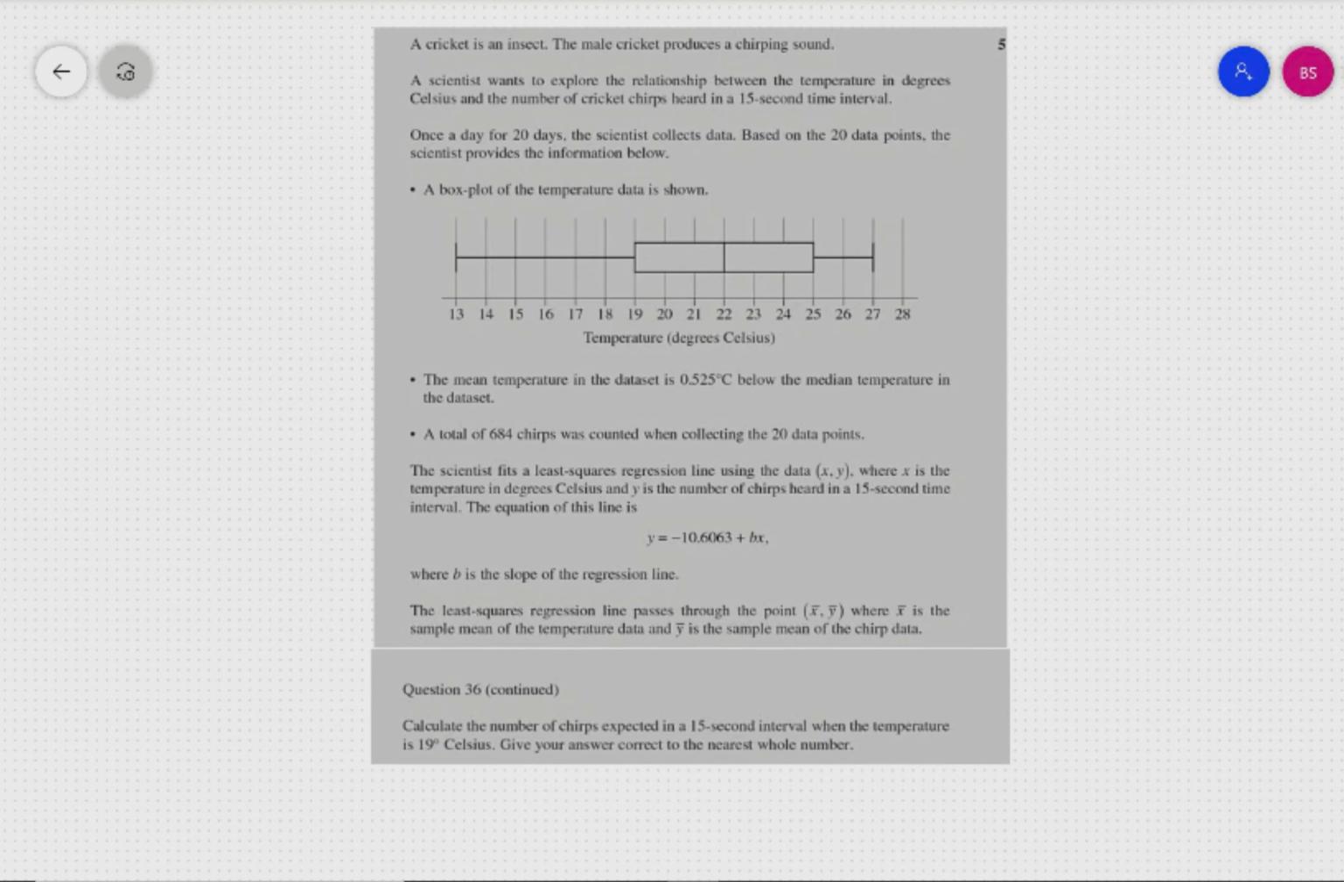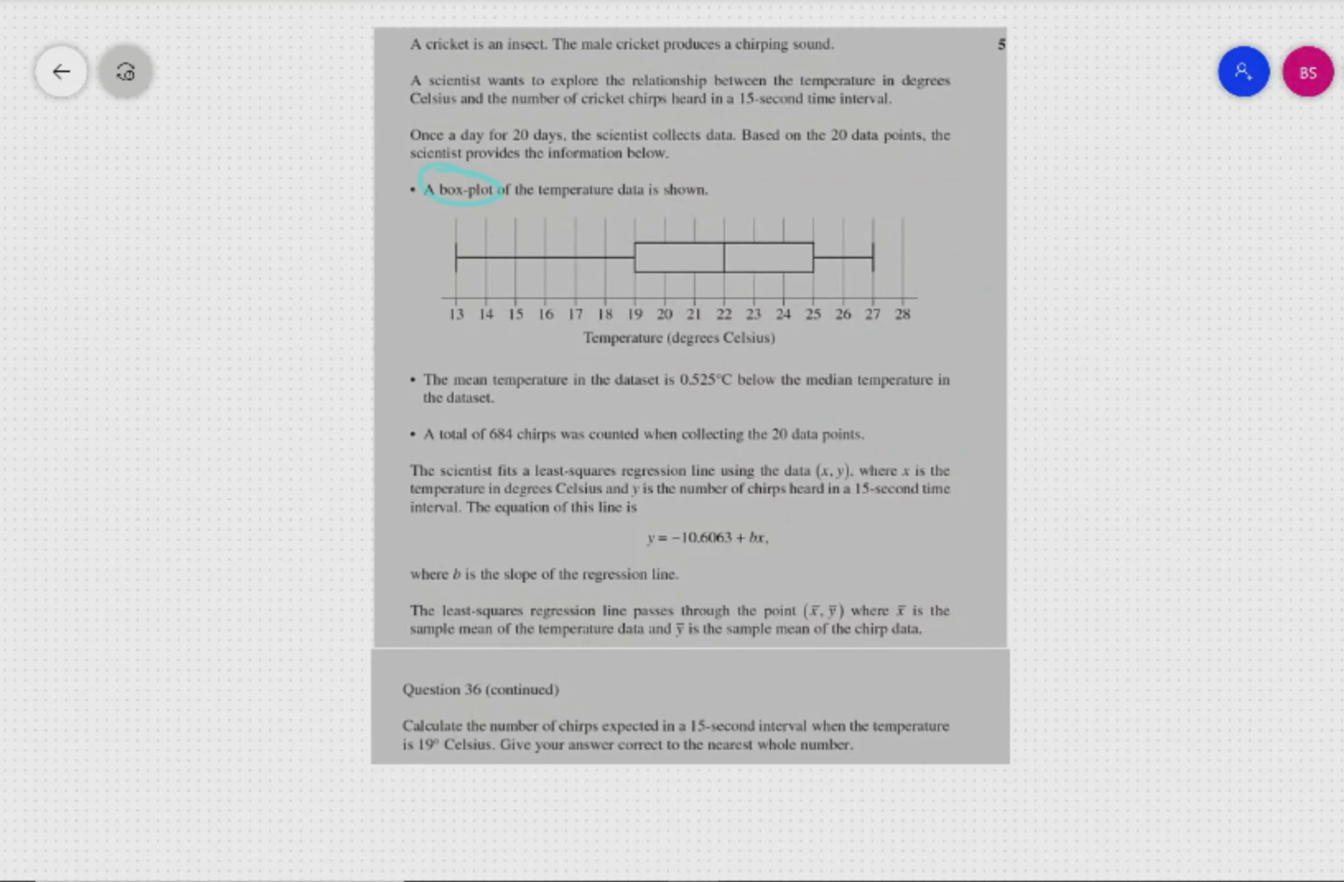A cricket's an insect and it chirps. A scientist wants to explore the relationship between the temperature in degrees Celsius and the number of cricket chirps in an interval. So once a day for 20 days he goes and collects some data. And from that data he produces the following box plot. We're then told that the mean temperature is 0.525 below the median. There's a total of 684 chirps from 20 data points.